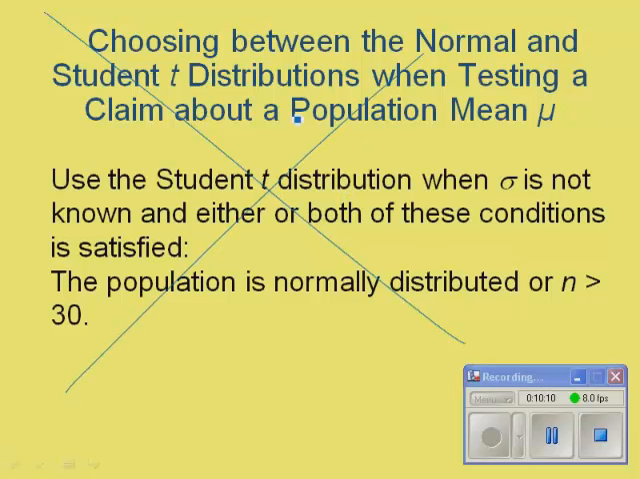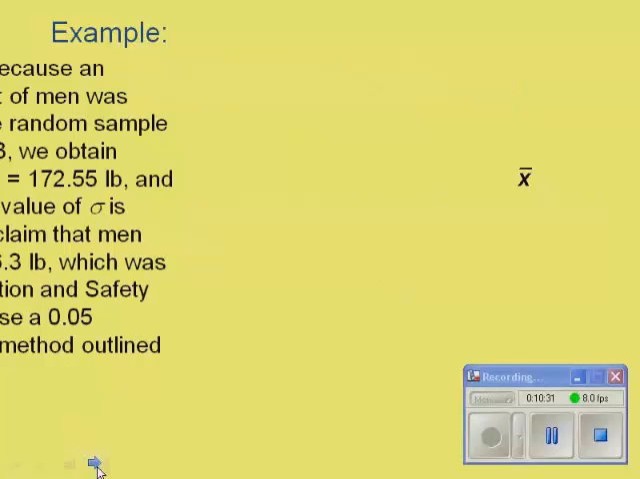Why am I putting a big X through this? Because I'm going to tell you, let's use student T. Let's just use student T. See, they say do it when sigma is not known, right? Okay. Let's move on. Example.